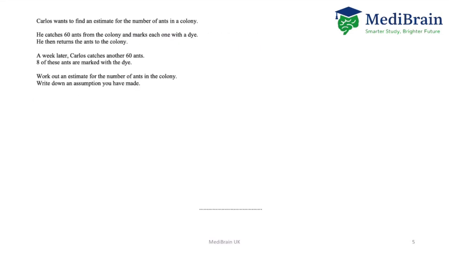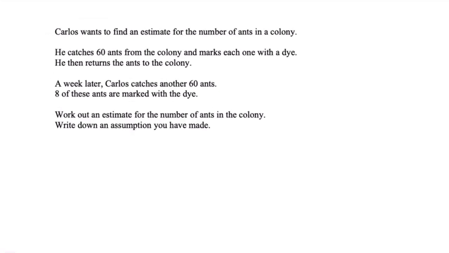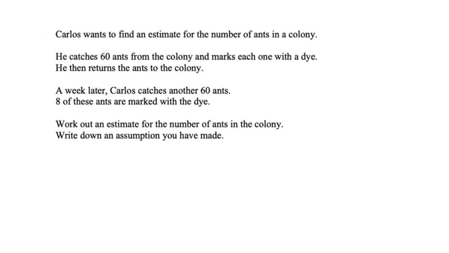Okay, so we have another example over here. Feel free to have a go at it. I'm going to go through it now. Okay, so it says Carlos wants to find an estimate for the number of ants in a colony. He catches 60 ants from the colony and marks each one with a dye. He then returns the ants to the colony.